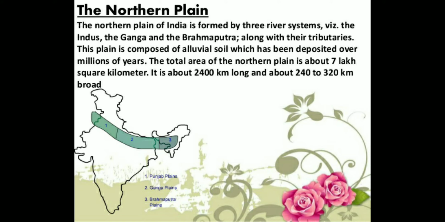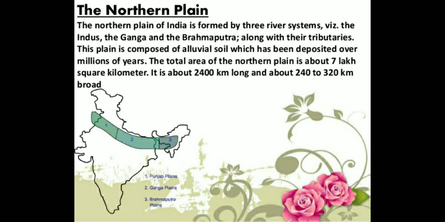This plain is composed of alluvial soil which has been deposited over millions of years. See, millions of years. The word is very small, million. But in reality it is huge. So, the total area of the northern plain is about 7 lakh square kilometers. What is it? It is about 2,400 kilometers long and about 240 to 320 kilometers broad. I hope it is clear.